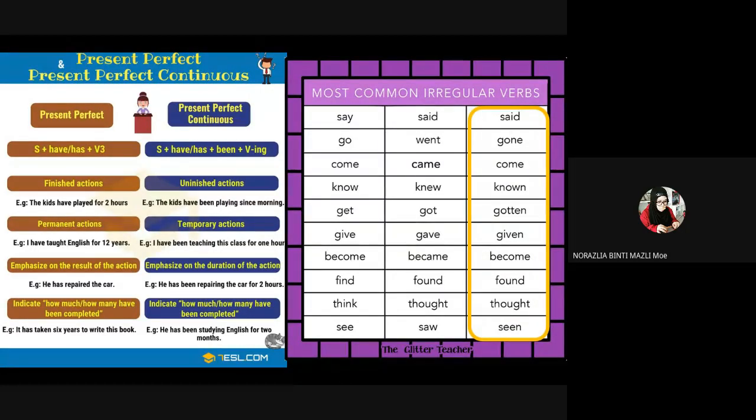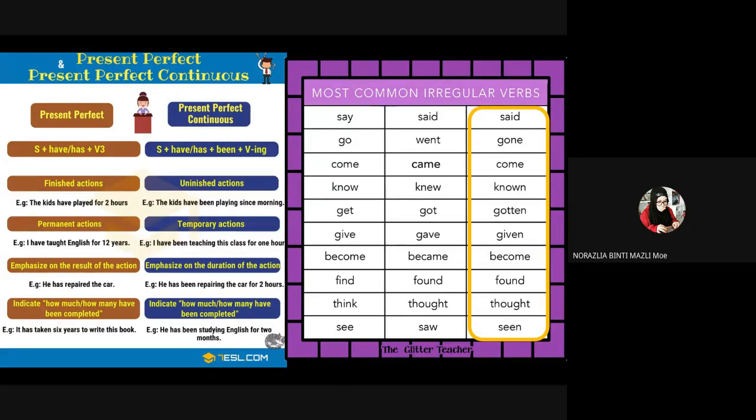For the second part, present perfect continuous, the use would be different. Penggunaan dia tu berbeza. The use is different. But remember, you have to add ing. Okay, still the same, subject plus have or has plus this one is new, plus been plus ing. Kena tambah been plus ing. Okay. So for example, ni bukan unfinished ya. Unfinished actions. The kids have been playing since morning.